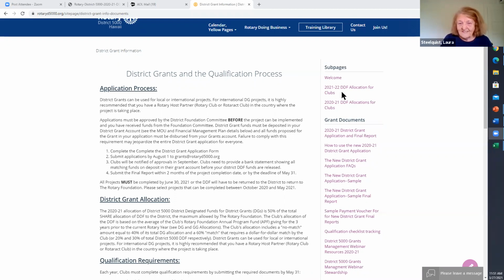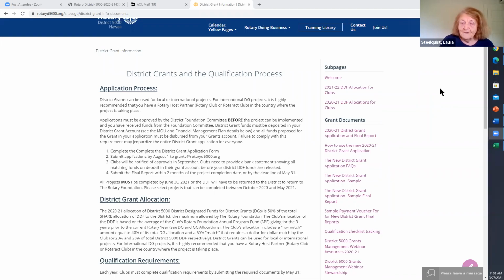Let me just explain real fast how that process works, just so everybody generally knows. There is a foundation committee, which is comprised of three of the foundation committee members and the incoming DG line. They get together in January and make the decisions overall as far as how the allocation process is going to work. We can allocate up to 50% of our DDF that comes in to district grants, but they decide that percentage every year.